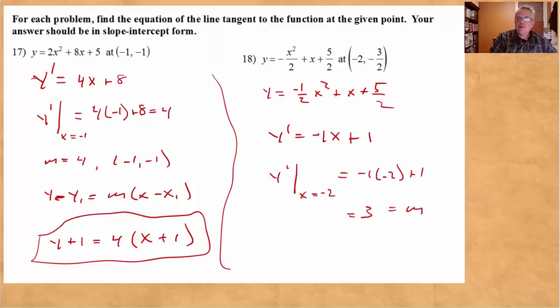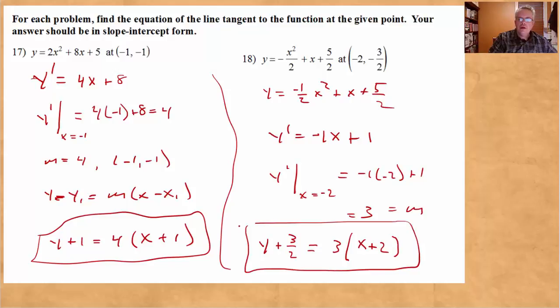So let's find the equation of the line with slope 3 at that point. So y minus y1 would be y plus 3/2 equals slope, which is 3, times x minus x1 would be x plus 2. Wow. Gotta be honest, I'm tired. That was a marathon of calculus.